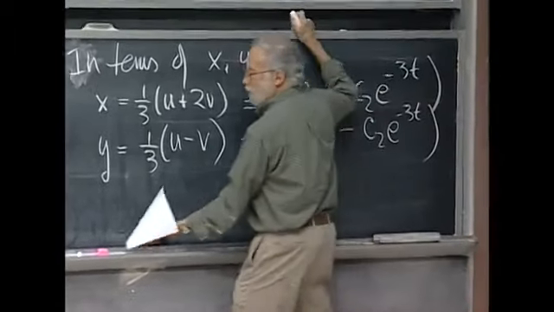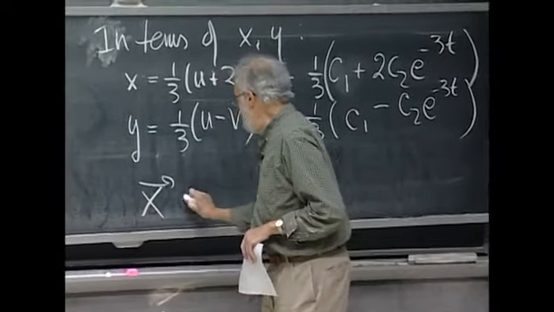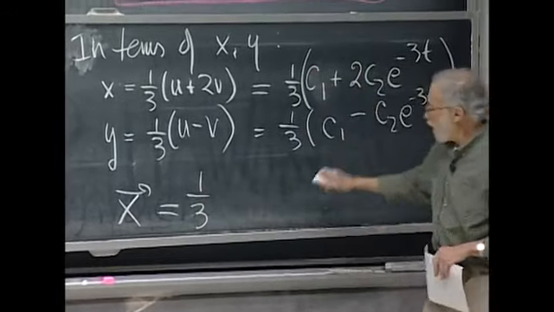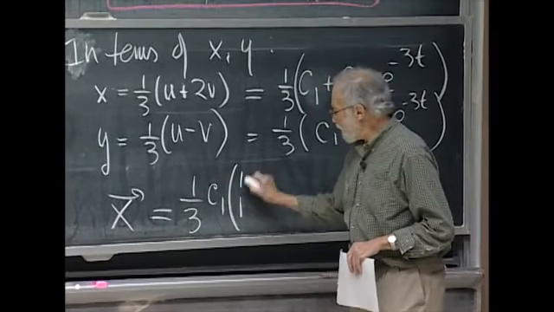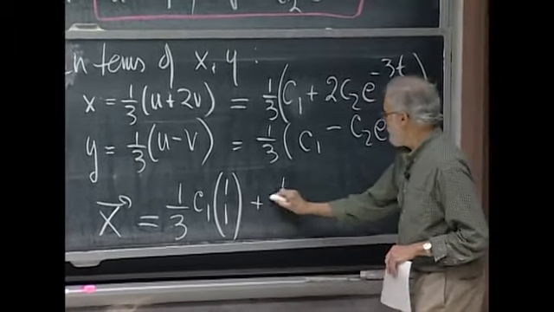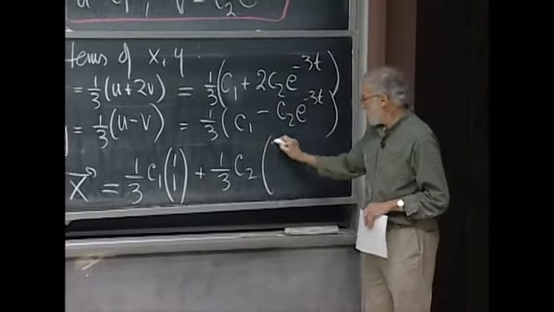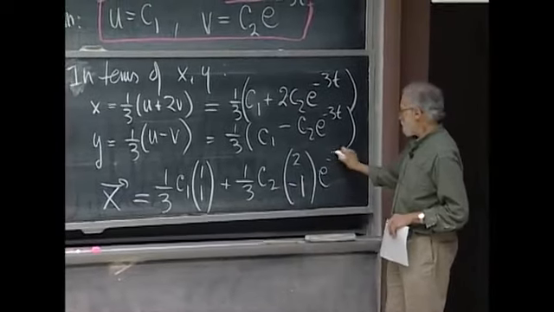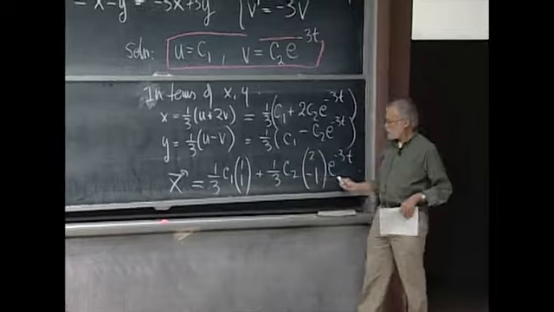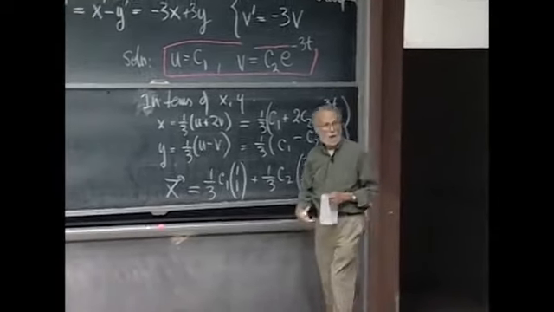And so the final solution is, in terms of the way we usually write out the answer, then x will be 1/3 C1 times the eigenvector 1, 1, plus 1/3 times C2 times the eigenvector 2, negative 1, times e to the minus 3t. So that's the solution written out in terms of x and y, either as a vector in the usual way or separately in terms of x and y.